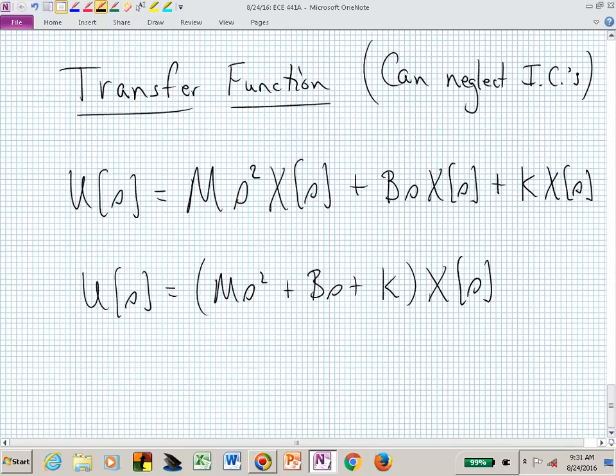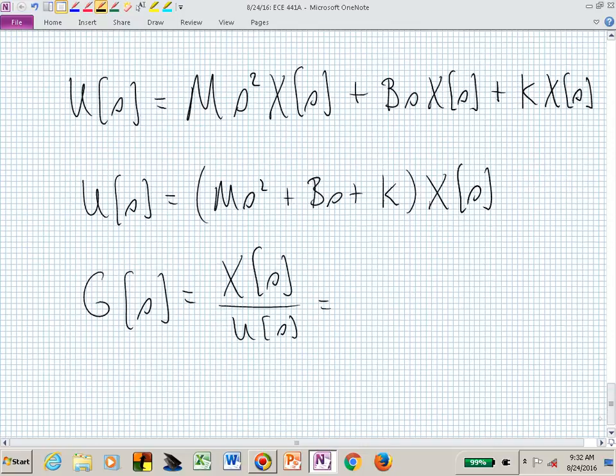Now, I want a transfer function between the externally applied force, which now in the frequency domain is represented by capital U of S, and the position, capital X of S. That's my transfer function. So if I applied an input to that transfer function, I better get out the position in the frequency domain, the Laplace transform of the position, which means that this is really just the ratio of X of S over U of S.